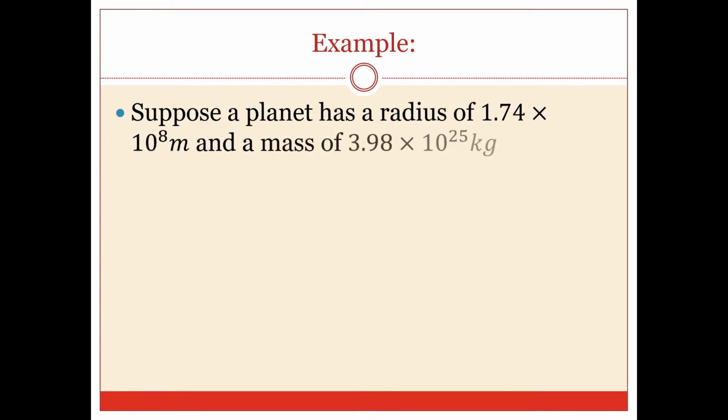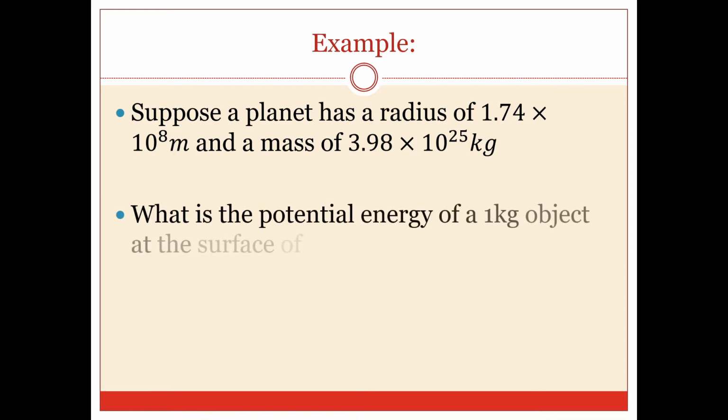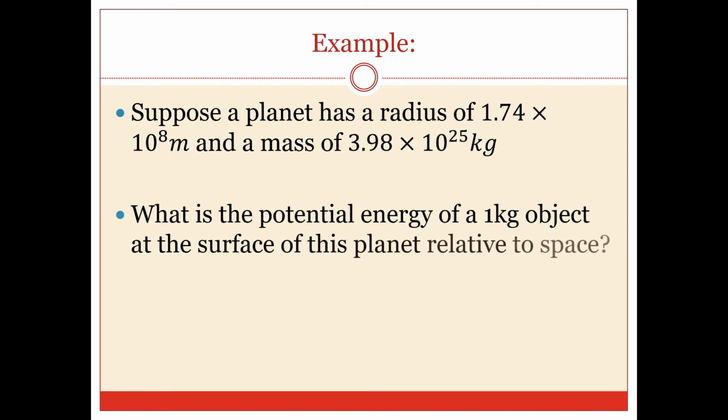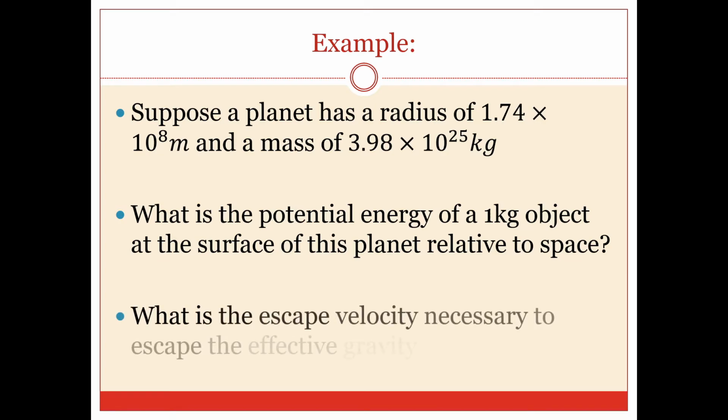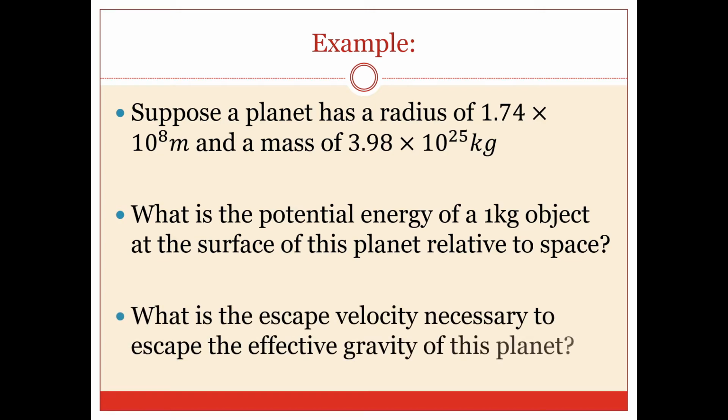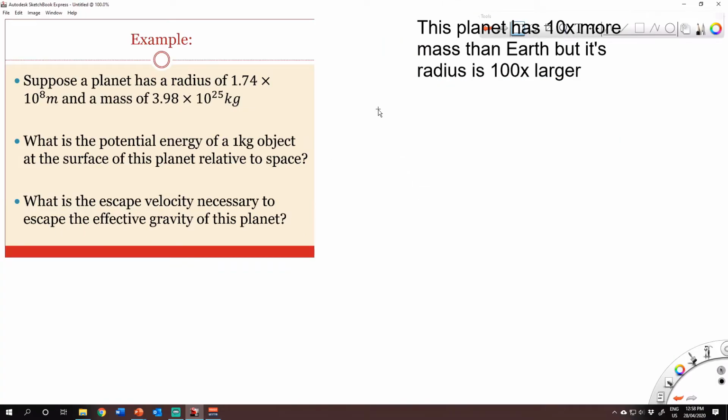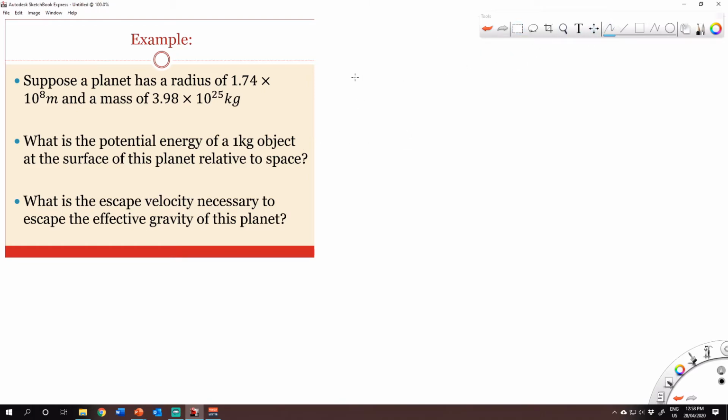All right, so as an example, we'll take this fictitious planet, and suppose a planet has this radius and this mass. We'll do two things. First, what is the potential energy of a 1 kilogram object at the surface of this planet relative to space? That will allow us to calculate the potential energy using the GMm over R equation. And from this equation, we'll calculate what the escape velocity is in order to escape this planet's gravity.